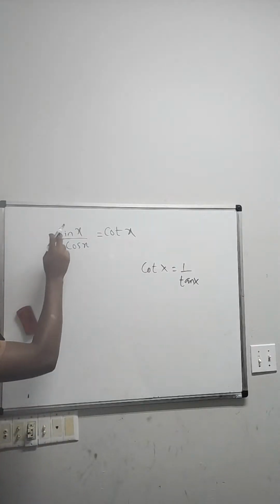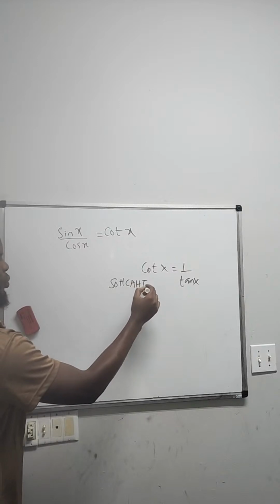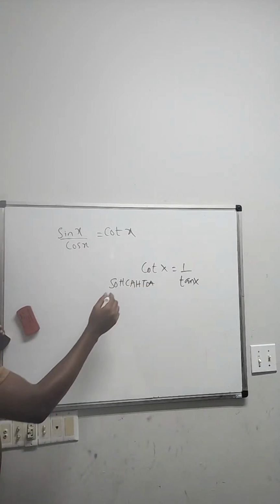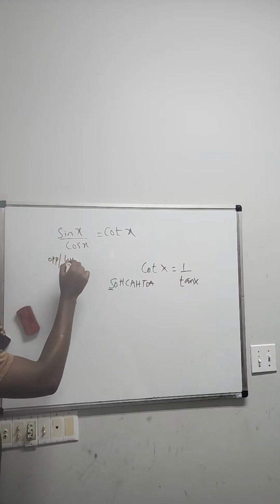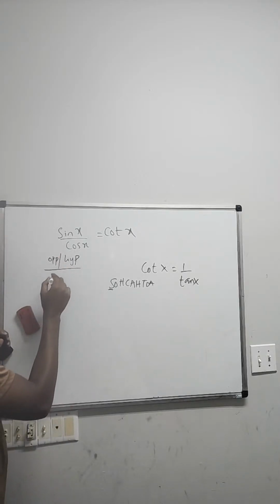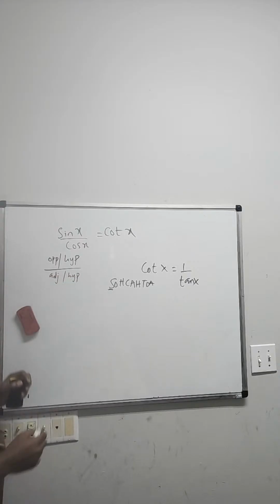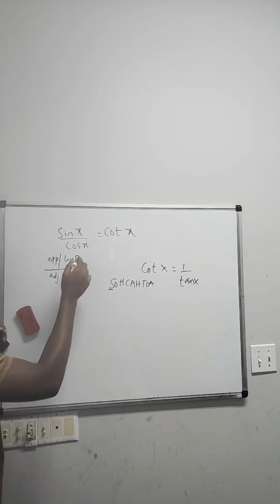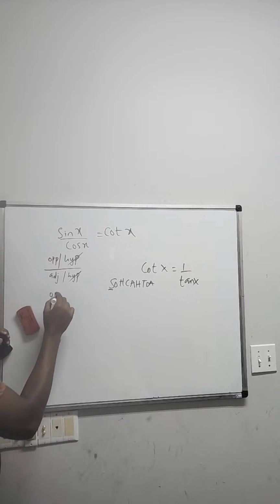So here, using SOHCAHTOA, sine x is opposite over hypotenuse, divided by cos x, which is adjacent over hypotenuse, right? Mathematically, the hypotenuse can cancel out. Do you agree? So here we have opposite over adjacent.